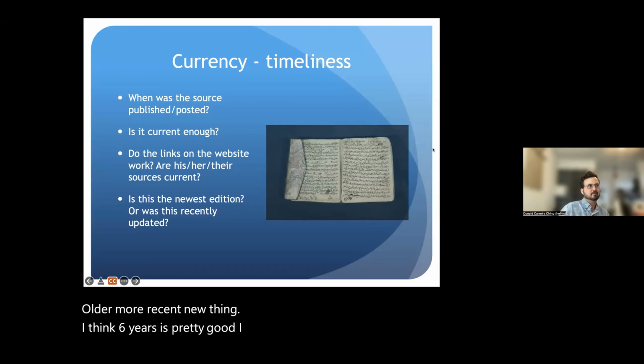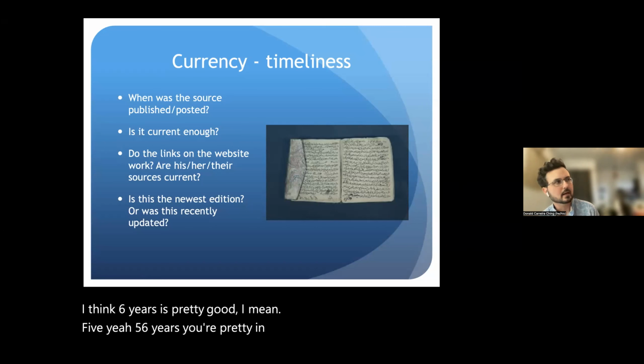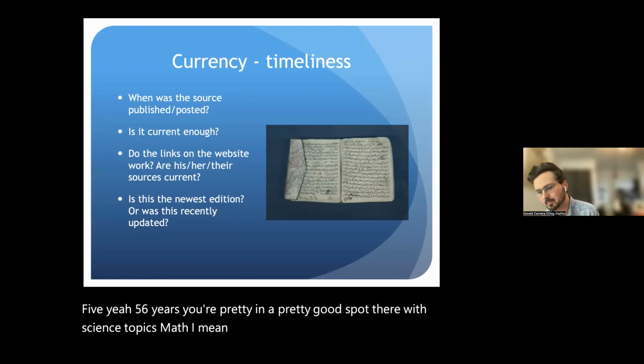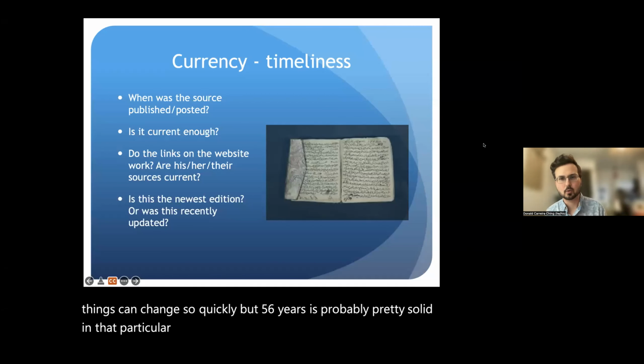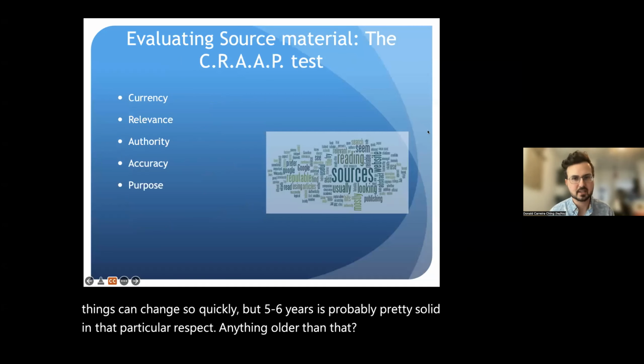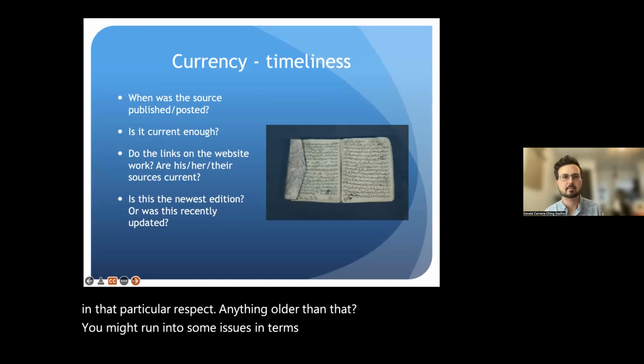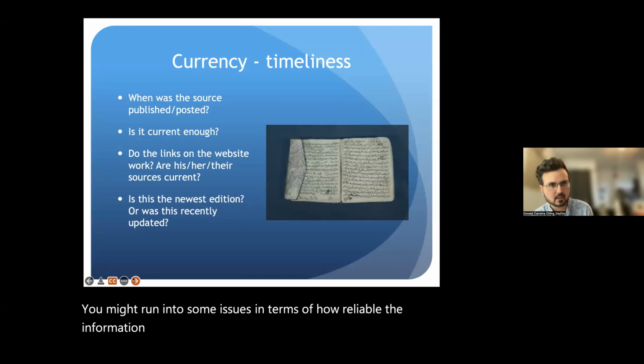5-6 years, you're in a pretty good spot there. With science topics, math, even humanities topics too, things can change so quickly. But 5-6 years is probably pretty solid in that respect. Anything older than that, you might run into some issues in terms of how reliable the information is. And that's why we really want to consider that.